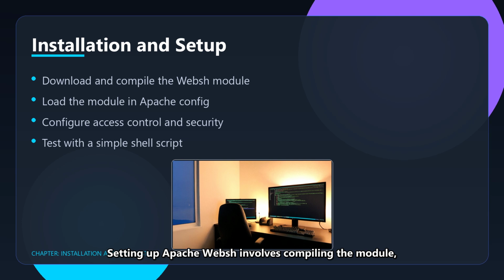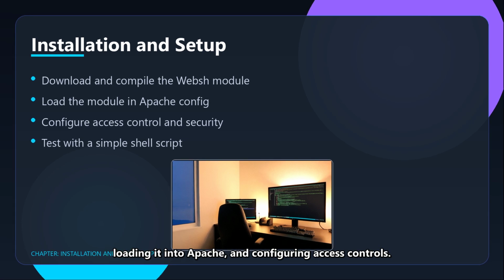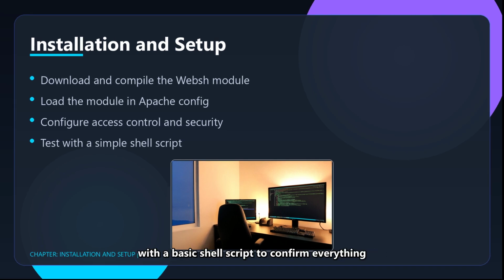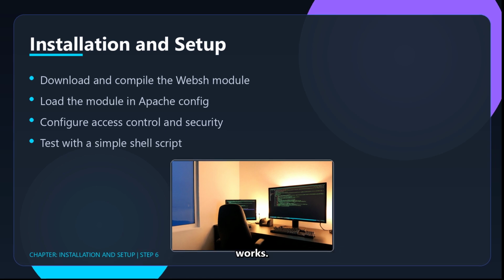Setting up Apache Websh involves compiling the module, loading it into Apache, and configuring access controls. It's crucial to define security policies to prevent unauthorized access. Once configured, you can test it with a basic shell script to confirm everything works.